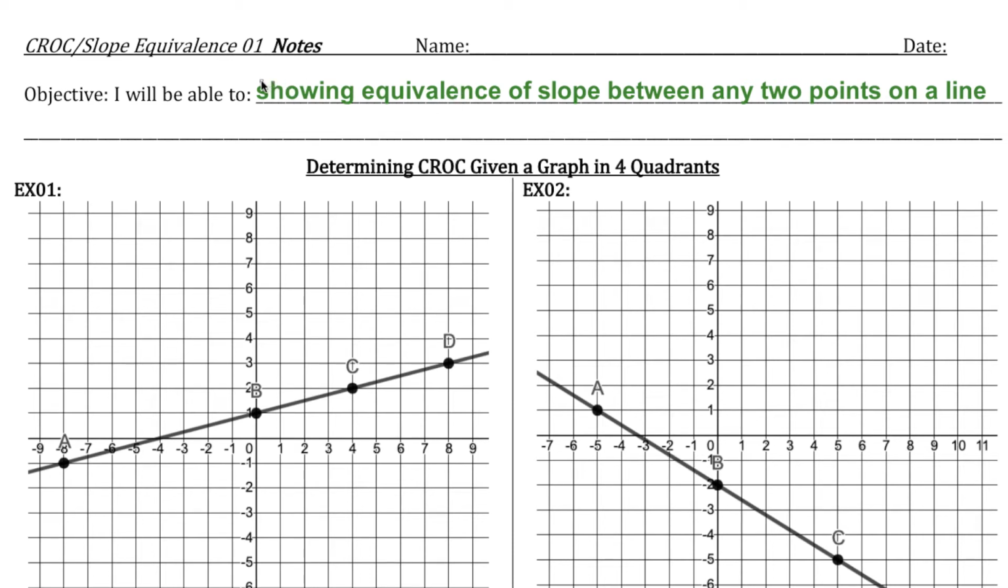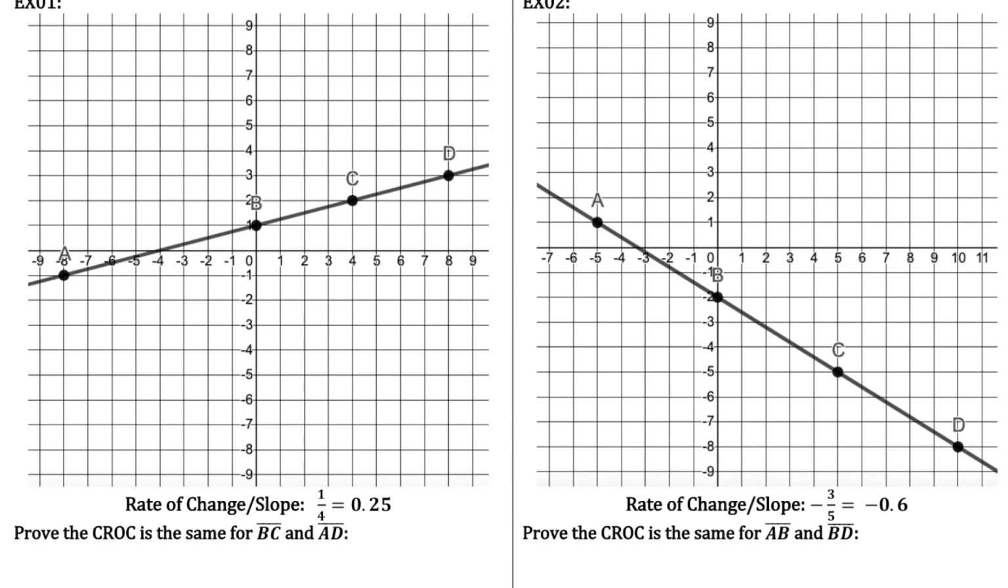Alright, so in this lesson we are going to show equivalence of slope between any 2 points on a line. Basically, I'm going to show you that the slope from A to B is the same slope as from B to C, or B to D, or C to D, or A to D. As long as the 2 points are on the same line, the constant rate of change will be the same.